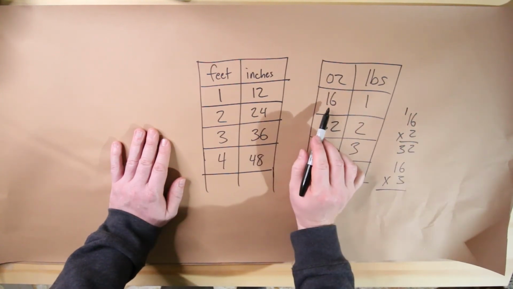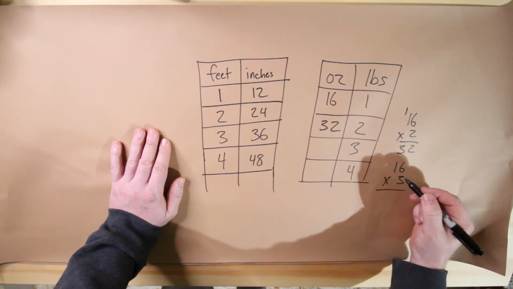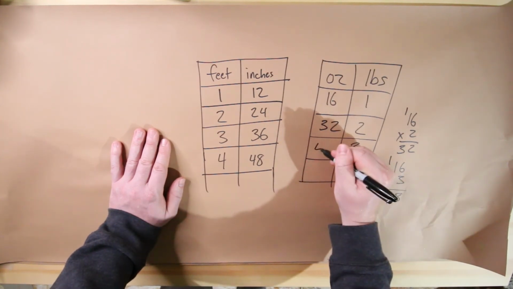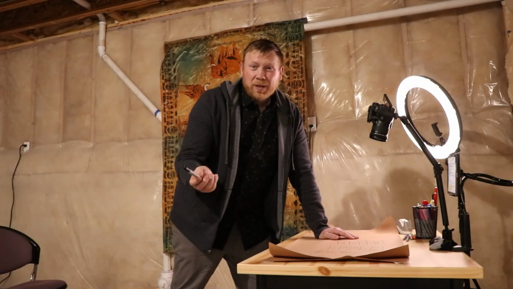Make sure they're using this first number and then multiplying it by what's in the next box. So 16 times 3 would be 48. You can do that all the way down. So that's two ways to use a conversion table.